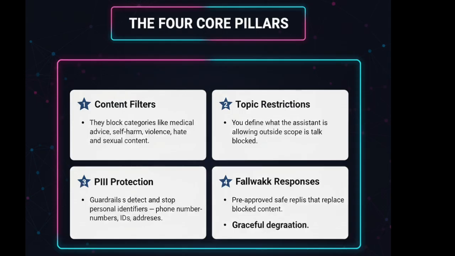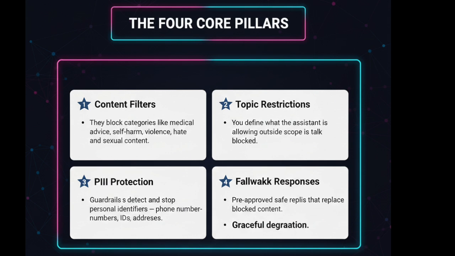The 4 core pillars, exam critical. Guardrails v2 are built on 4 pillars. First, content filters. They block categories like medical advice, self-harm, violence, hate, and sexual content. Second, topic restrictions. You define what the assistant is allowed to talk about. Anything outside scope is blocked. Third, PII protection. Guardrails detect and stop personal identifiers: phone numbers, IDs, addresses. Fourth, fallback responses. Pre-approved safe replies that replace blocked content. AWS loves this phrase: graceful degradation.